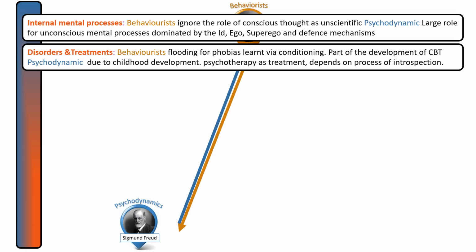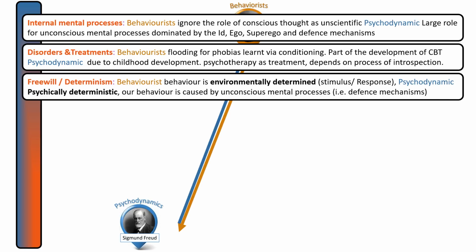When it comes to the free will determinism debate, behaviourists see that behaviour is environmentally determined. Behaviour is a result of stimulus, which automatically leads to a particular response. There's no role for free will. Psychodynamics, however, see behaviour as psychically determined. Our behaviour is a result of internal mental unconscious processes that lead us to behave in certain ways, such as defence mechanisms.